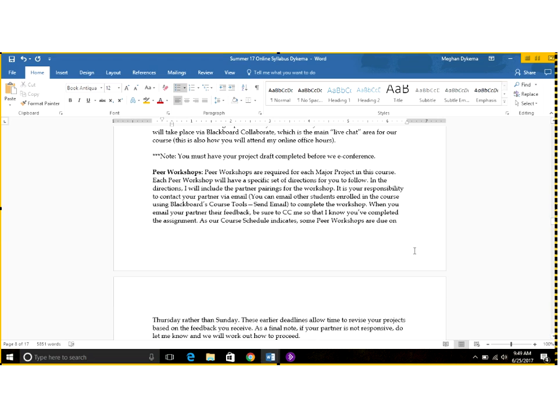Peer workshops, they're going to happen for each major project. Essentially, how this will work is that you'll send an email to your peer review partner with your draft, and then it's up to you to decide how you guys want to do your peer workshop from there on out. You can just do email back and forth, but some people prefer more of a face-to-face. If you're both in Tallahassee and want to meet up face-to-face, that's fantastic. If you want to set up a Skype or a FaceTime session or Google Hangouts to do sort of a synchronous review activity, that's fine also.